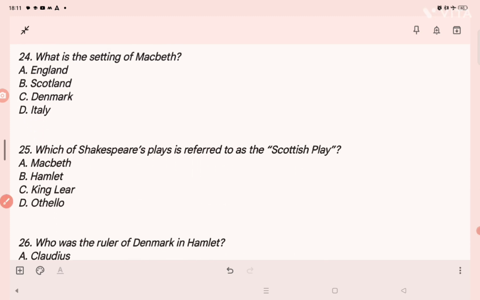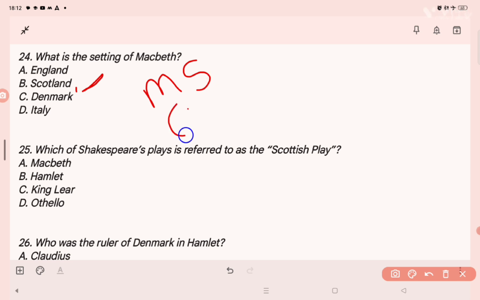What is the setting of Macbeth? Option B, Scotland. Macbeth, Scotland. Othello, Venice. Macbeth is set in Scotland, where the play explores themes of ambition, power, and fate.